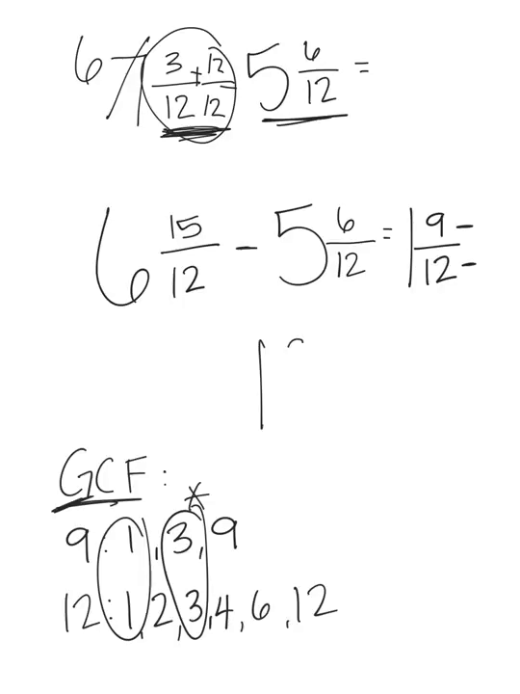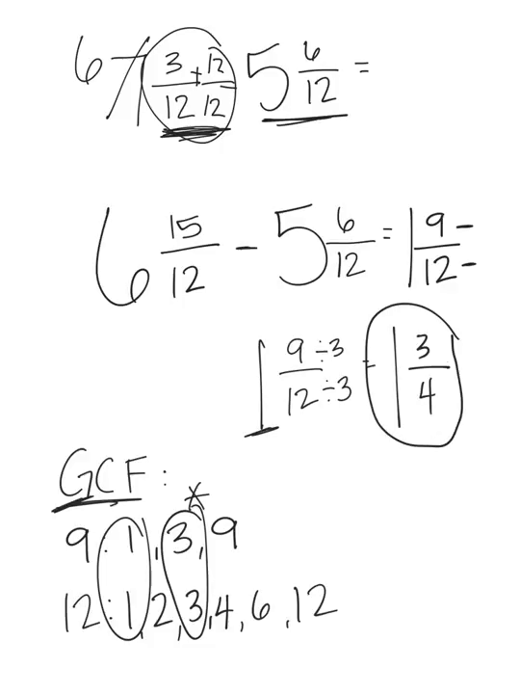So I have 1 and 9/12, and I'm going to take that 3 and divide it to make it into smaller terms. Well, my whole number stays the same, so that's 1. 9 divided by 3 is 3. 12 divided by 3 is 4. So it simplifies down to 1 3/4.